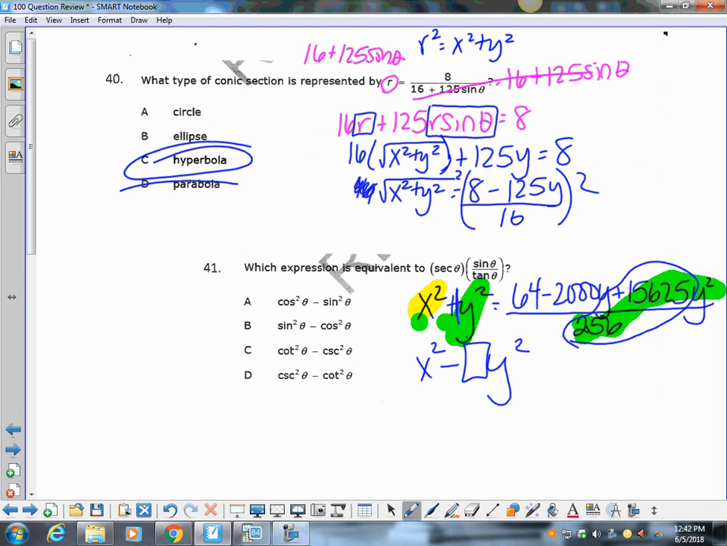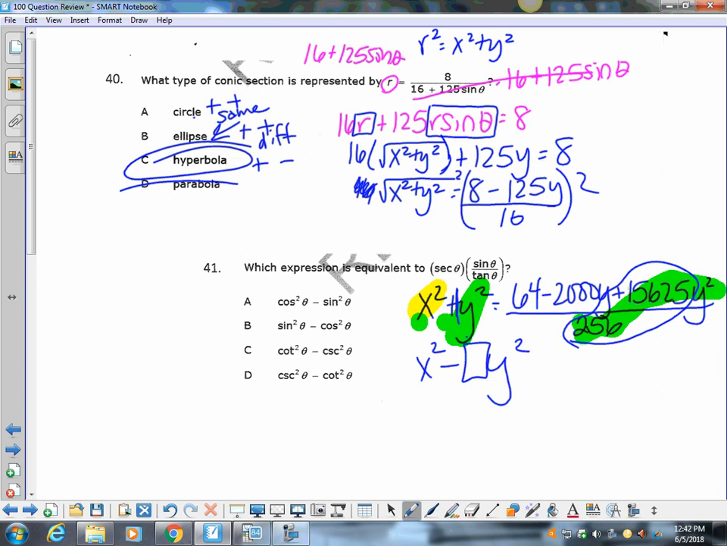Now, if they were both positive, we would be an ellipse because my coefficients would be different. The only way you're a circle is if they're both positive and they have the same coefficient. This is both positive and a different coefficient. This is one positive and one negative. And a parabola is when just one of them is squared. So if I move my y squared over and they canceled and only had an x squared, then I would be a parabola. And you're really probably going to see one like that.